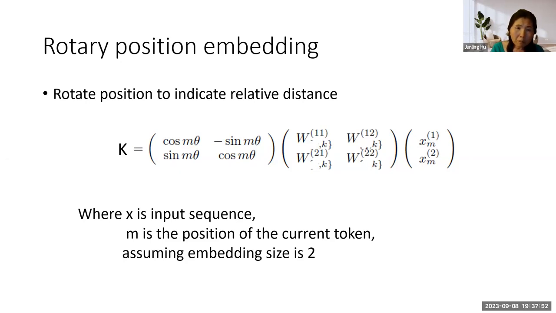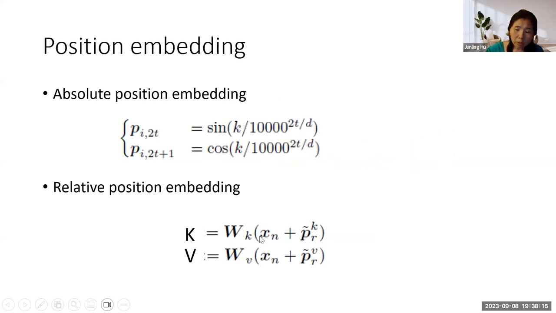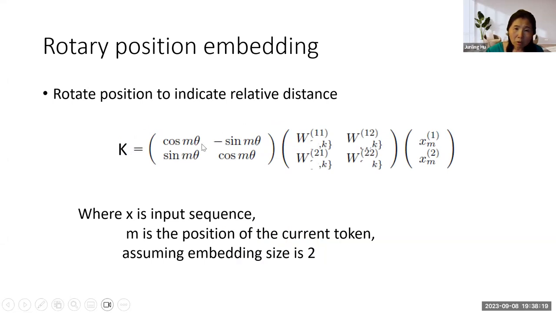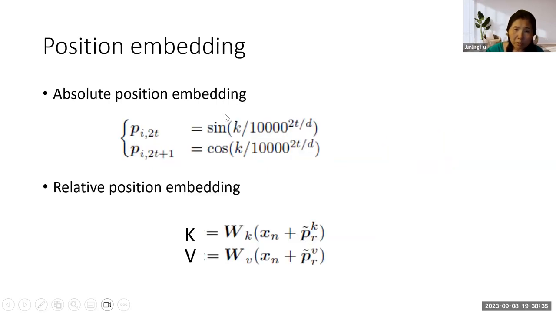If you want to convert that to k for the attention layer, how do we transform the word into the query, key, value? This is the key. Instead of using just the W linear weights as we showed earlier, we multiply by this matrix of cosine m theta, minus sine m theta, cosine and sine. Inside the cosine is the current position times a constant theta. The constant theta is by design very similar to the original transformer paper: something similar to k divided by 10,000 to the power of 2t over d.